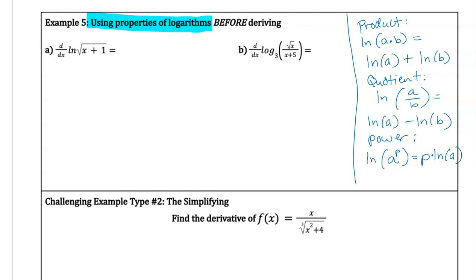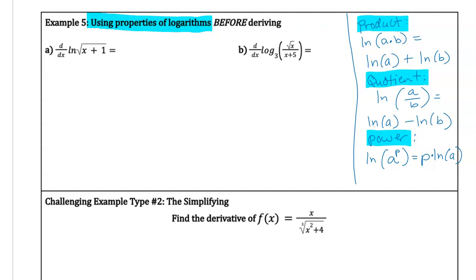And so these are the three properties that we can keep in mind, and we can use them either way. We can either take a sum of logs and put it into a product, or we could take the product and turn it into a sum, whatever is more advantageous at the moment. But let me show you how we would use these in the context of finding the derivatives.